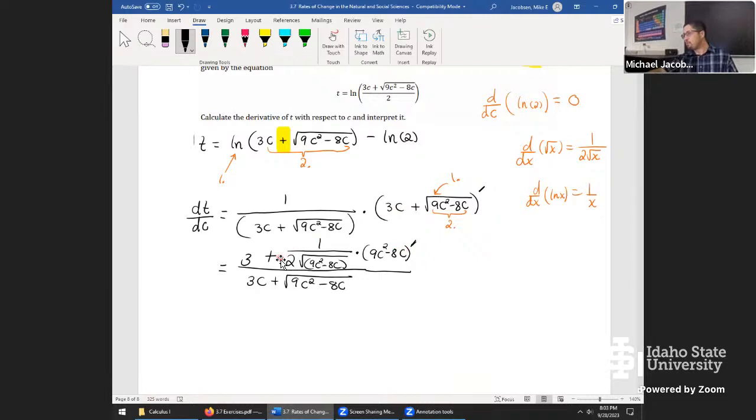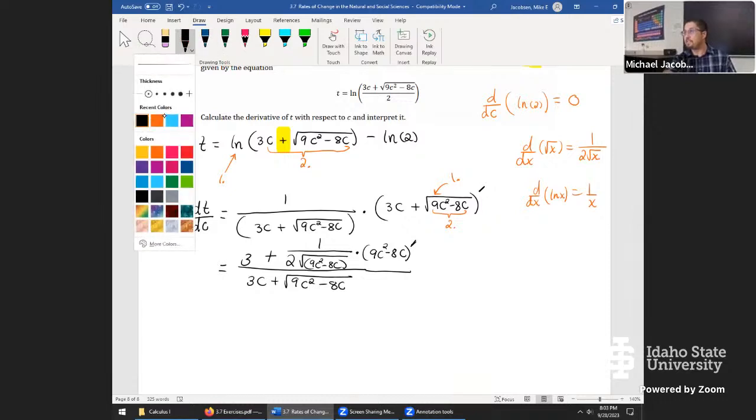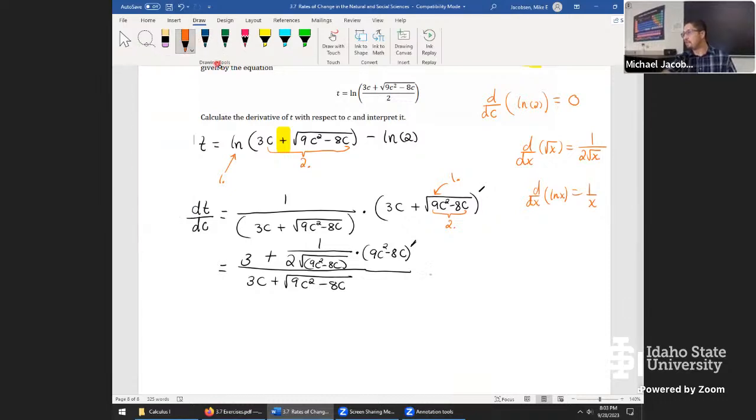On this one, you could simplify a pretty good amount by also multiplying. This is optional, but if you want to make it look like the back of the book, you could also multiply by root 9c squared minus 8c, not a conjugate this time. Its purpose is to clear that denominator by the red dot.